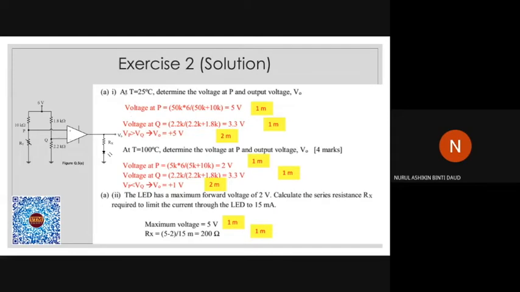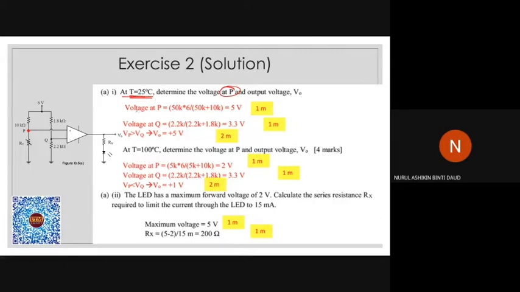Okay, so at T equals 25, which is the first condition, yeah, when the temperature is at 25, determine the voltage at P. Okay, so you need to determine the voltage at point P. So this is the point P, and output voltage VO. Okay, so at 25 degrees, you need to determine the voltage at point P.